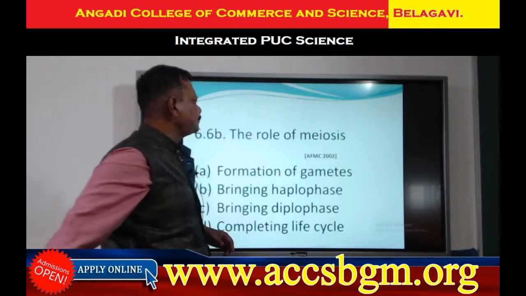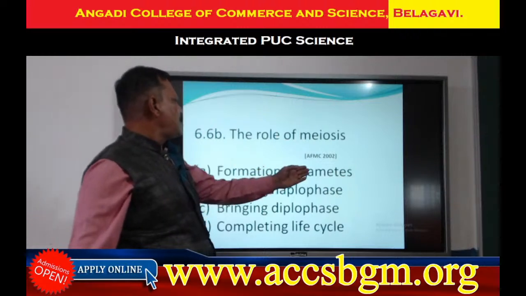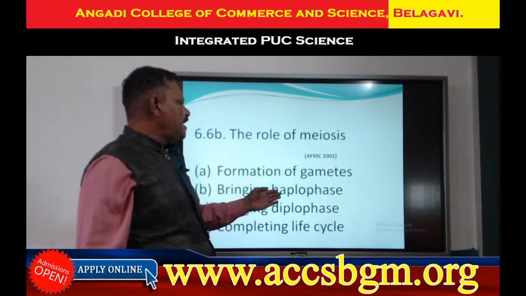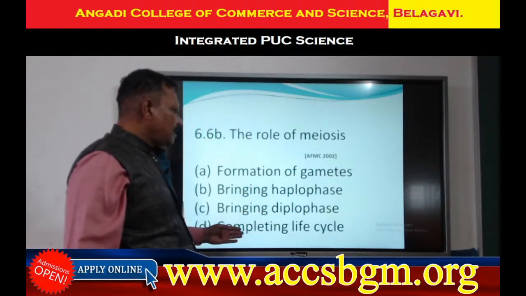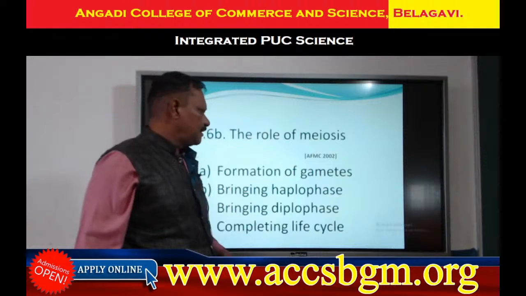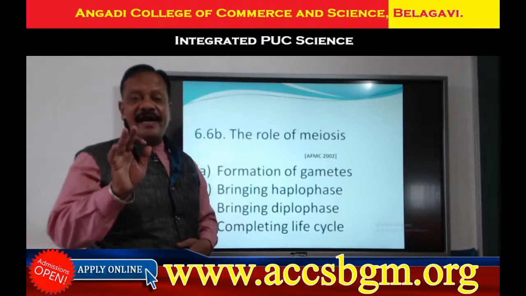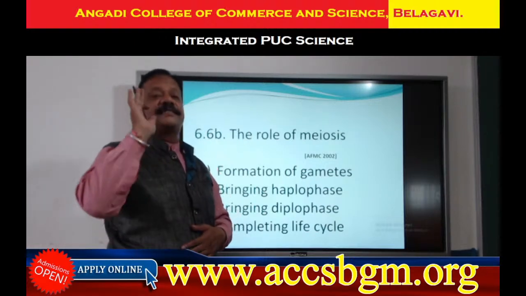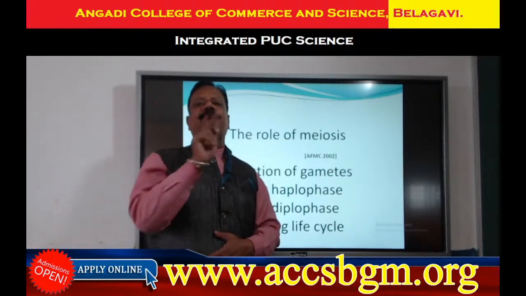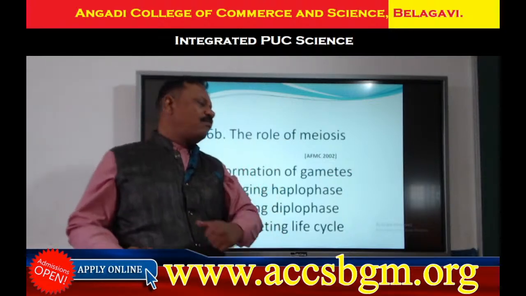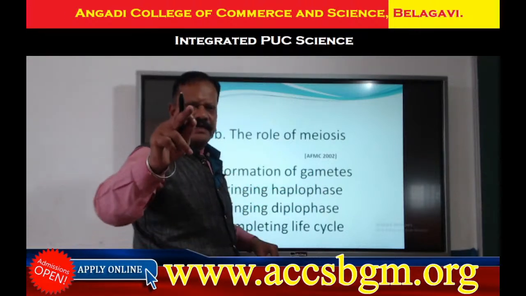Next one, the role of meiosis. Formation of gametes, bringing haplophase, bringing diplophase, completing the life cycle. Here, bringing haplophase. So, haploid gametes are produced. It is a reduction division. The gametes should be haploid, then only they can produce a diploid zygote. So for that purpose, option B, bringing haplophase, is the correct answer.